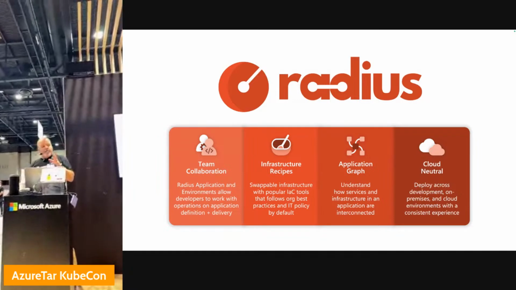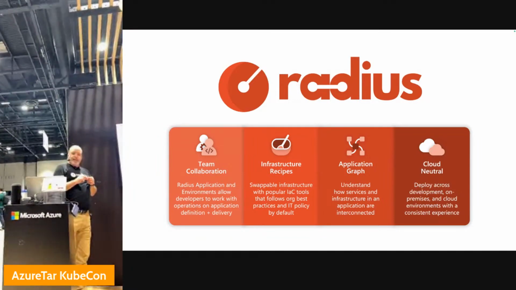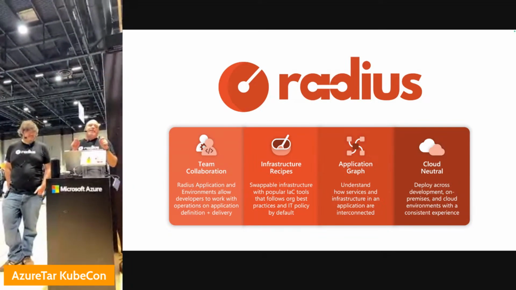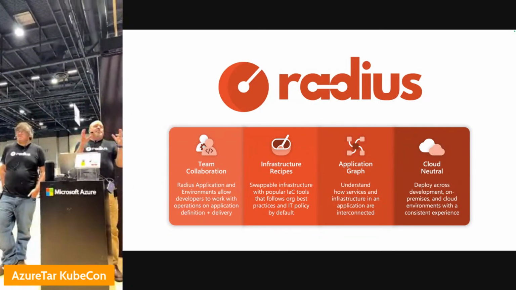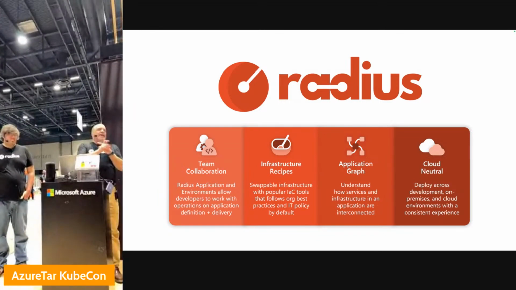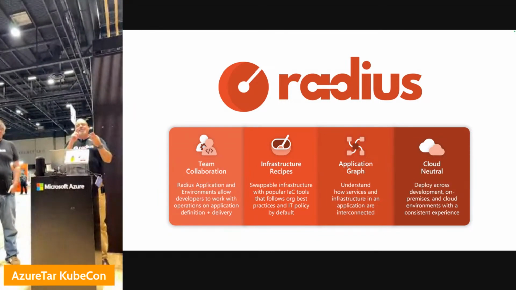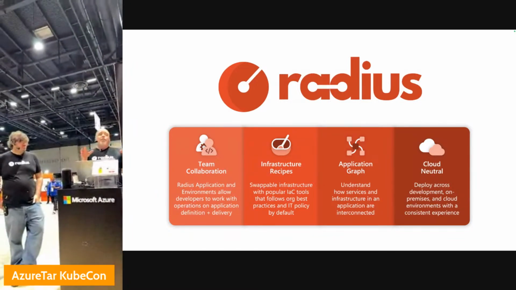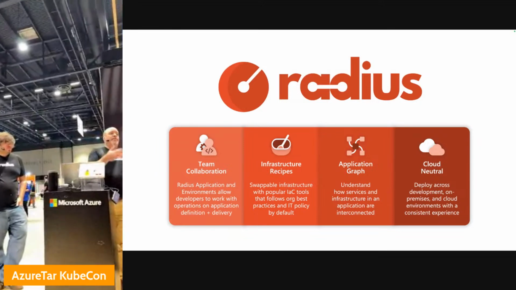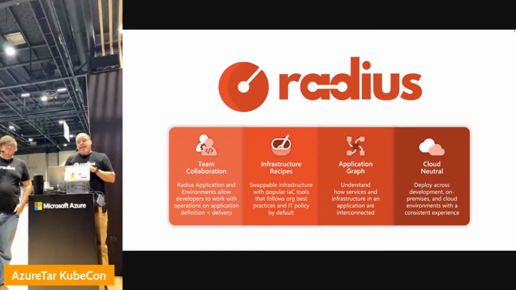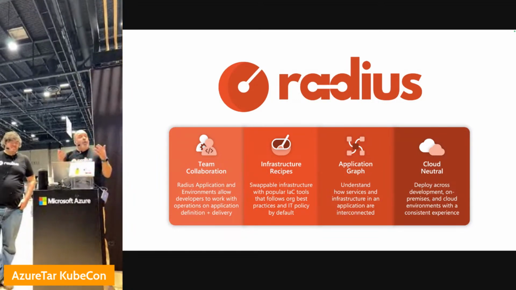Thirdly, one of the outputs of a Radius deployment is an application graph. That application graph essentially represents the topology of the application. So what is that front-end container? Where's the Redis cache? How's the back-end container connected? So we bring teams to a point where they do have that shared view of application architecture so they can more effectively collaborate in supporting that application.